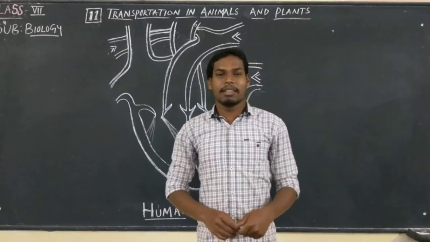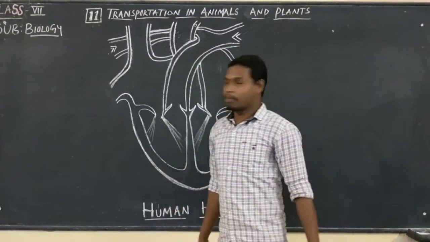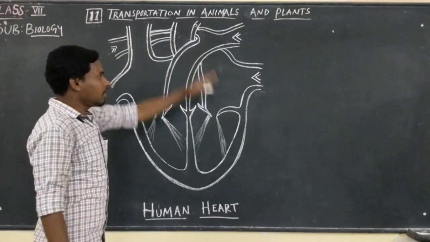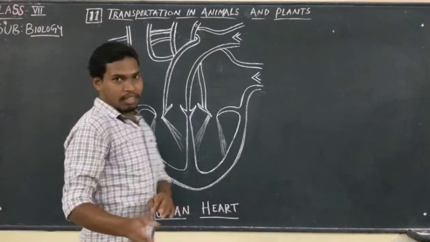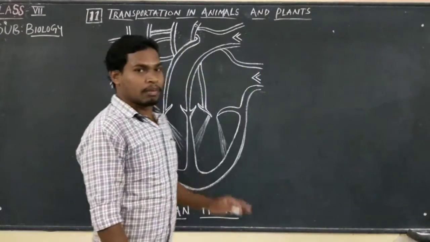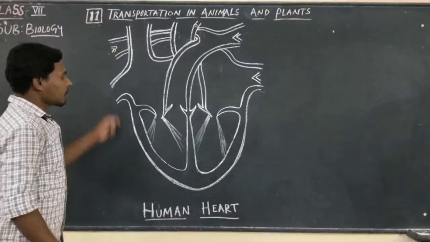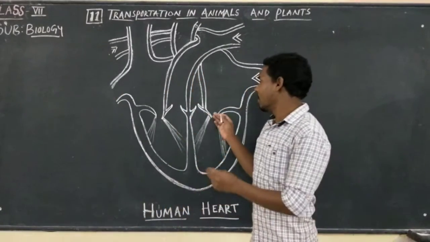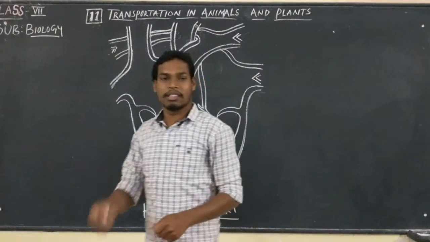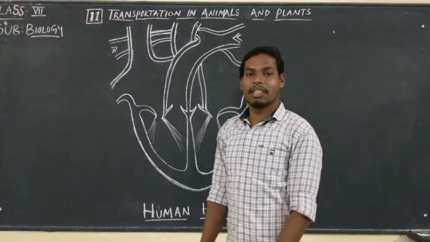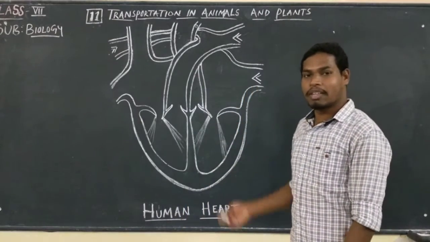Hi everybody, we are dealing with the chapter known as transportation in animals and plants. We are first seeing about transportation in animals. Here, the main organ which pumps the blood to all our body is known as what? Heart. Heart is the main organ which pumps the blood to all the parts of our body.